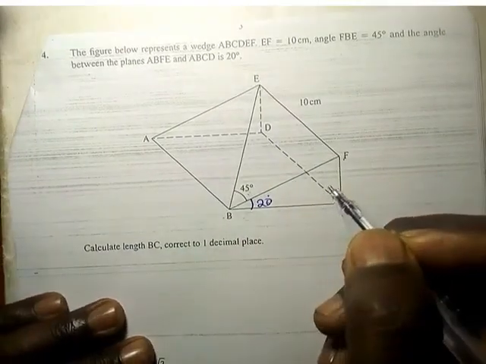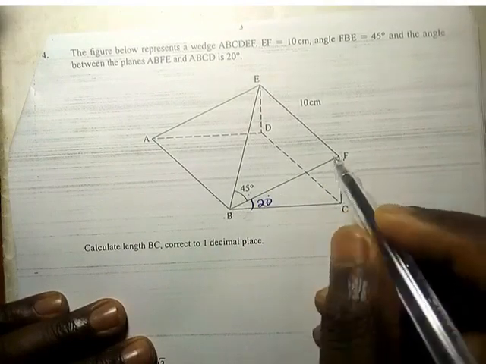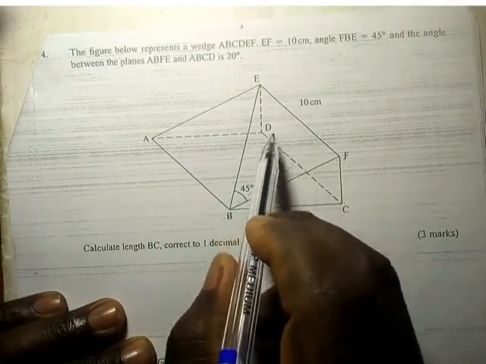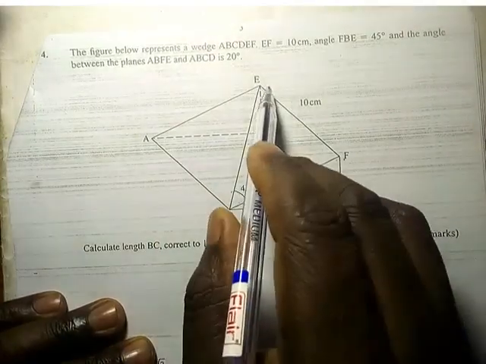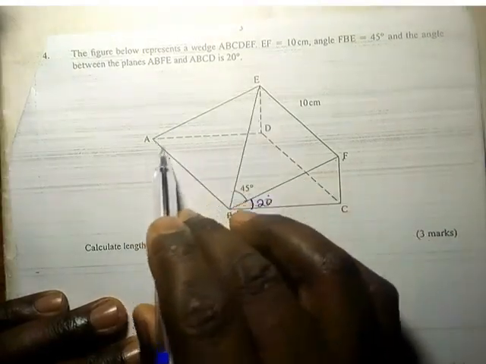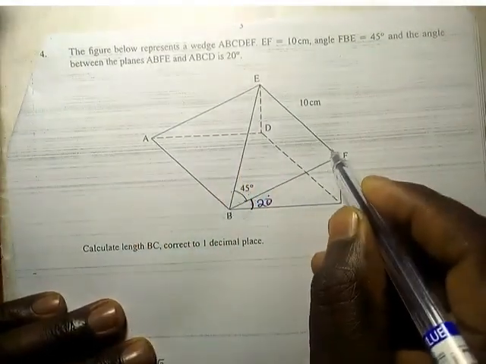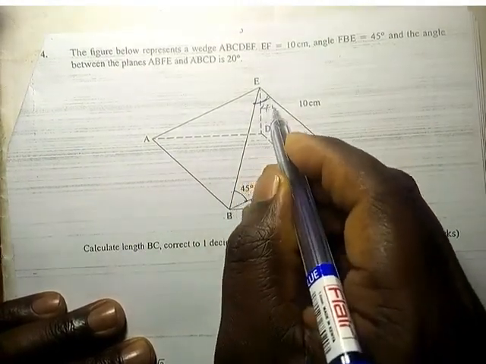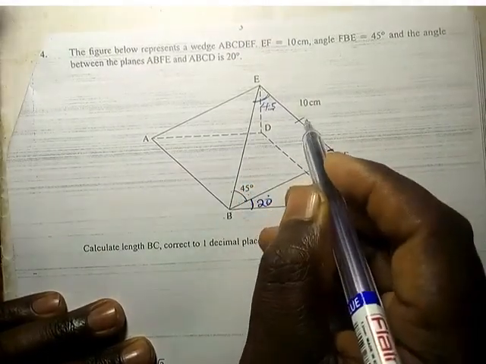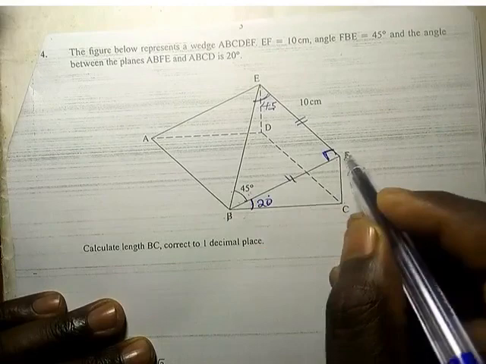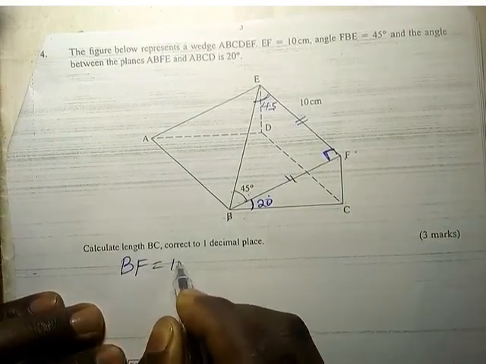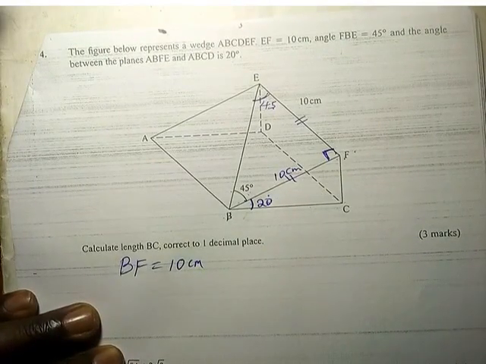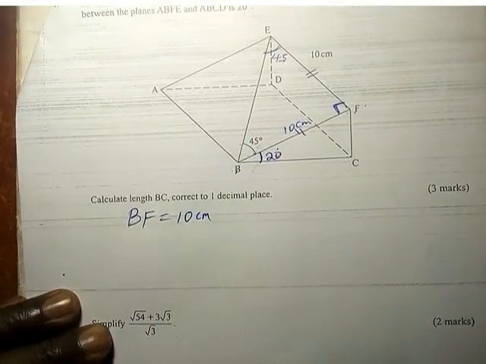Another thing you need to first get is the PF. Tumepewa kutoka hapa EF ni 10. Na kama ni 10, tumepewa hapa ni 45. So tunajua a triangle, a rectangle or a square forms 90 degrees at this point. So it means that this angle here is also 45. And if this angle is 45, it means this and this one are equal. Therefore, PF is equal to 10 centimeters.